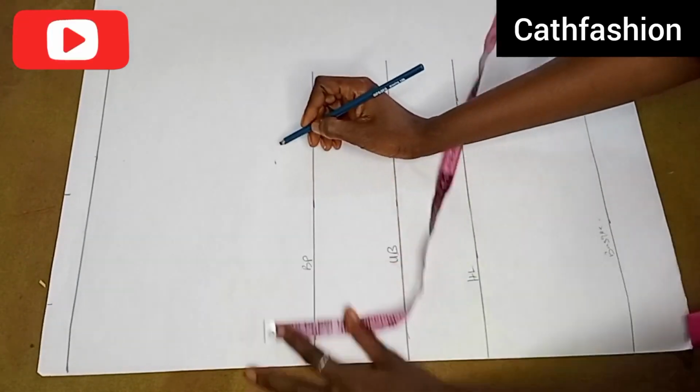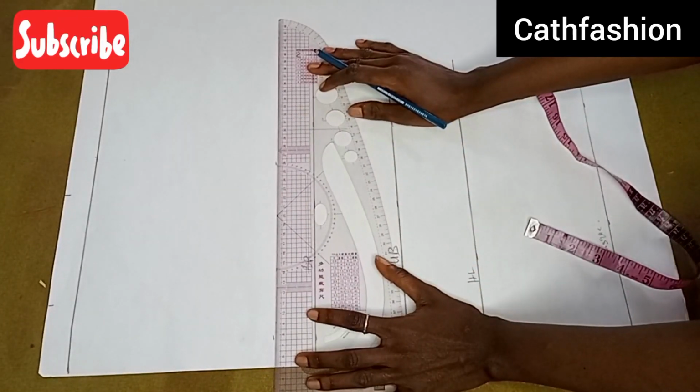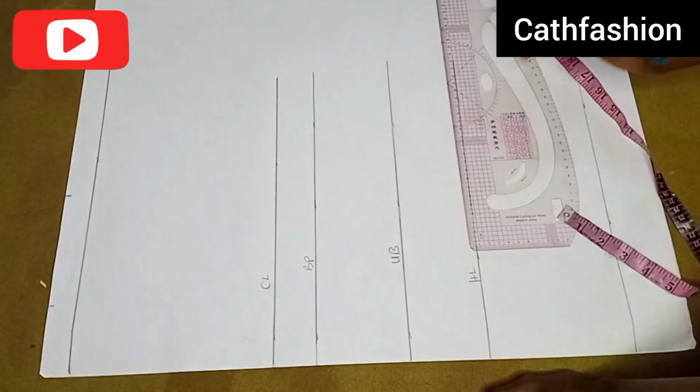So from the bust point I'll be going up by 1.5 to get my chest line. Okay, or you can divide your bust measurement by 6 plus 1.5. That will give you your chest line.